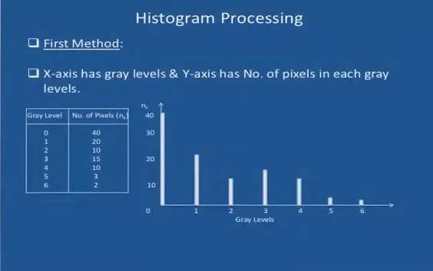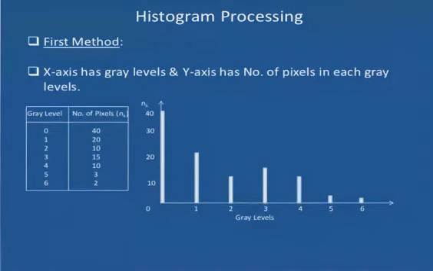Imagine like that. Okay, 40 pixels are with the 0th intensity means that image is a dark image, right? So 40 out of 100 with 0 means the picture looks like a dark image. So you can estimate that easily from this histogram.